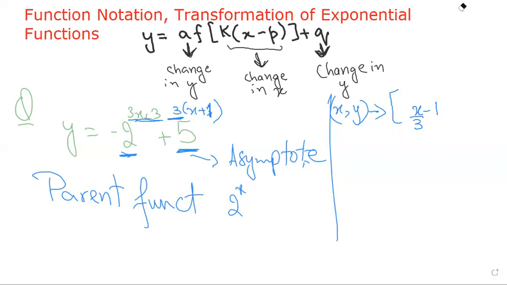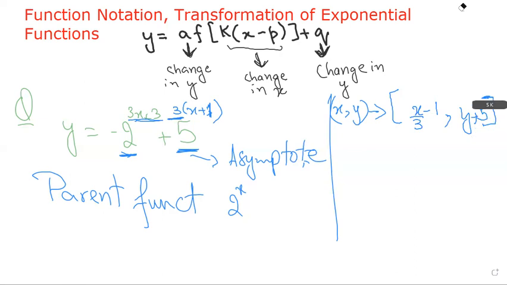Now for the y, I can see here I don't have any number except negative 2 to the power 3, because it's a base parent function. So I can't consider it x value. There is no number beside it. So I'm going to write y plus 5, because 5 goes for the outside, and if you remember, outside means change in y. So I have to close this bracket.